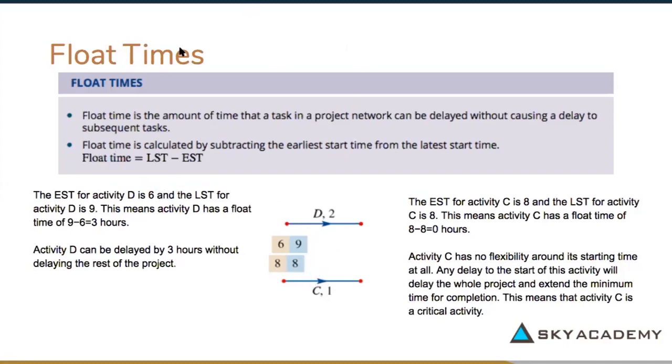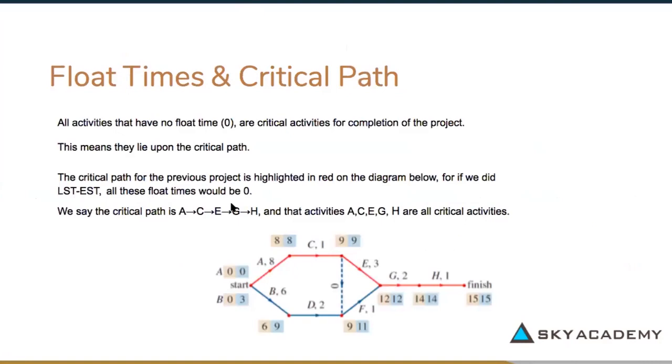Float times are critically important because they help us find the critical path. If you have a look at the example below, all activities that have a float of 0 are critical activities and will be on the critical path. The critical path here is highlighted in red, and it shows that at the starting point, 0 minus 0 is 0. At A, 8 minus 8 is 0. C, 9 minus 9 is 0. 12 minus 12 is 0. 14 minus 14 is 0. And 15 minus 15 is 0.